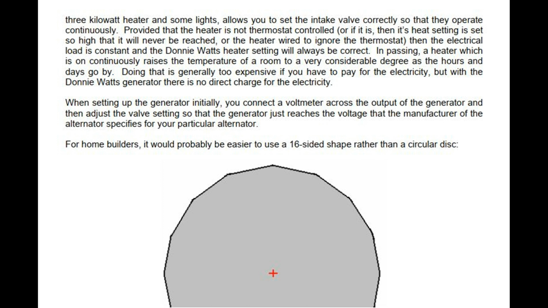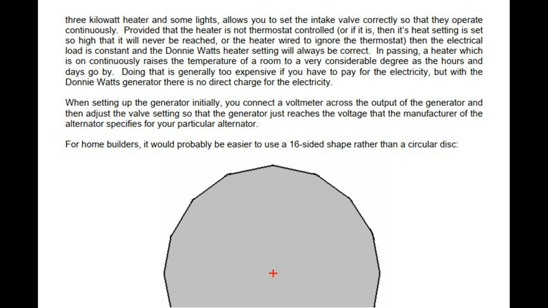In passing, a heater which is on continuously raises the temperature of a room to a very considerable degree as the hours and days go by. Doing that is generally too expensive if you have to pay for the electricity, but with the Donnie Watts generator there is no direct charge for the electricity. When setting up the generator initially, you connect a voltmeter across the output of the generator and then adjust the valve setting so that the generator just reaches the voltage that the manufacturer of the alternator specifies for your particular alternator.